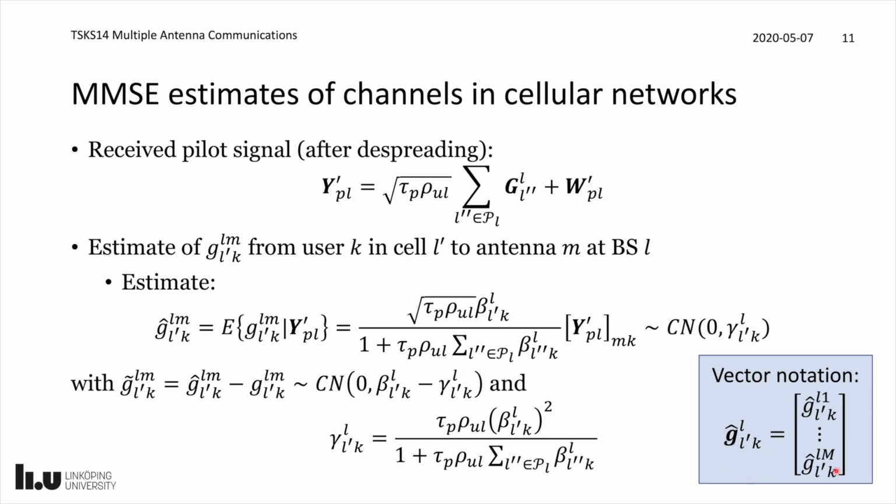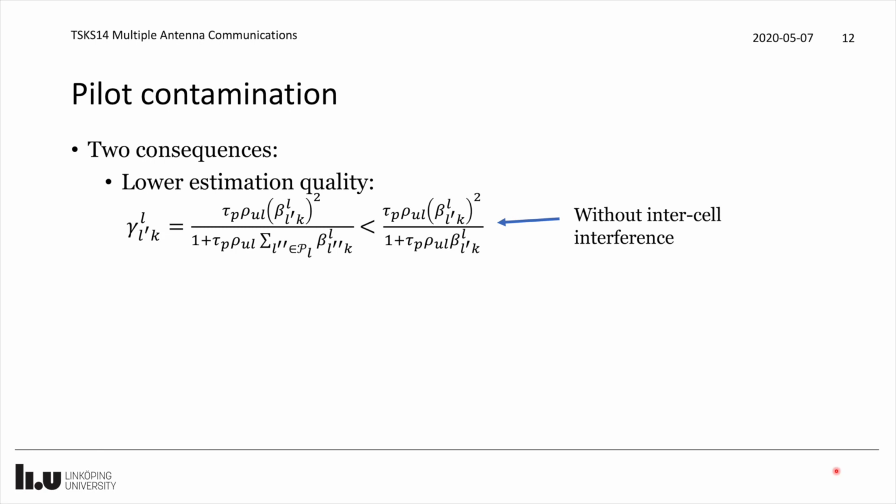The fact that we have multiple users using the same pilot is creating what we call pilot contamination, and it has two main consequences for the performance of a massive MIMO system.